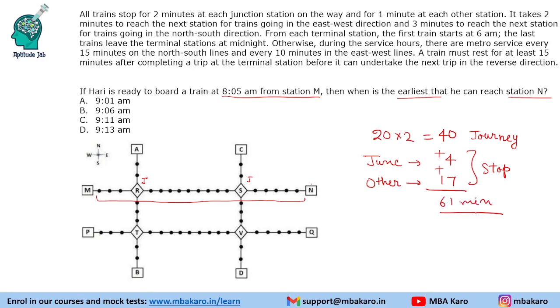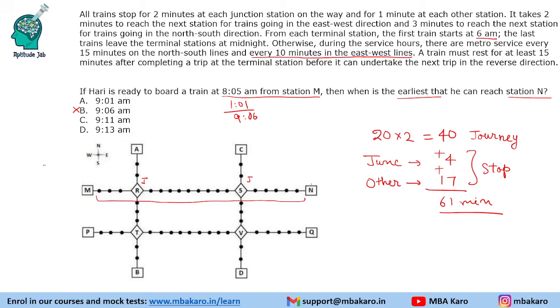Now, some of you might be tempted to answer that adding 61, that is 1 hour and 1 minute, he will reach at 9:06. That is one of the options also, but this is wrong. We need to consider whether a train is present at 8:05 or not, whether a train is running at 8:05 or not. See, the trains start at 6 a.m. and in the east-west line, every 10 minutes you have a train repeating. So no train will start at 8:05.